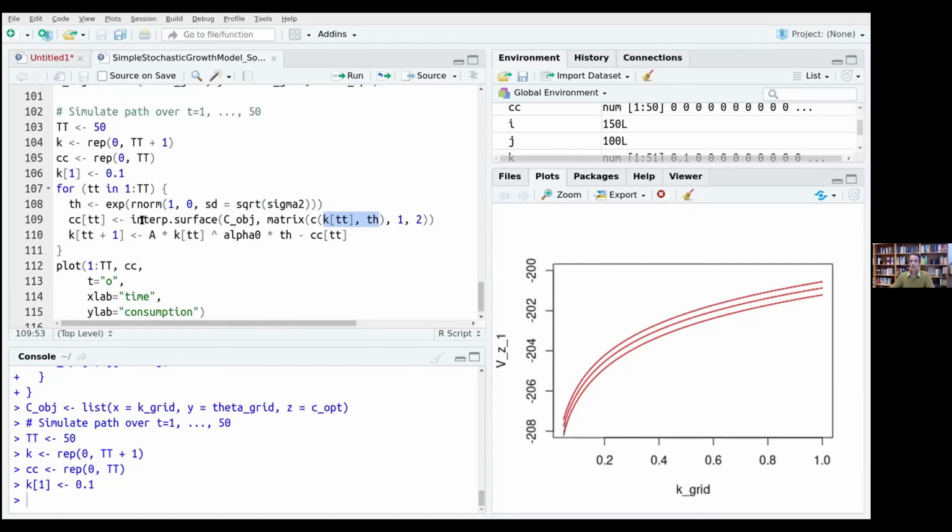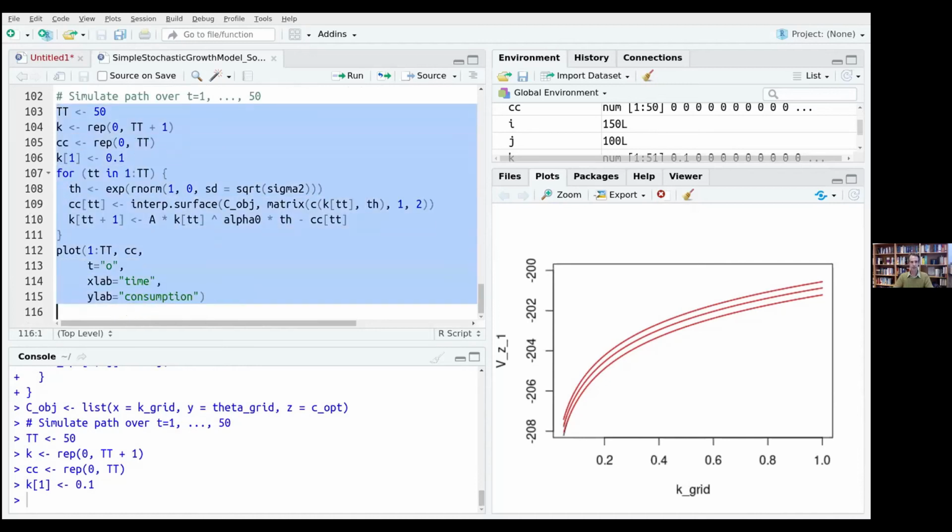And that's already the result for the optimal consumption, because this object here tells us how to react for a certain state of the world. So it tells us what the optimal consumption level is. And then next period's capital level is derived by using the production function minus the optimal consumption. And then we have next period's capital. We draw next period's technology, and we run that over all periods. So let's do that and plot the result.